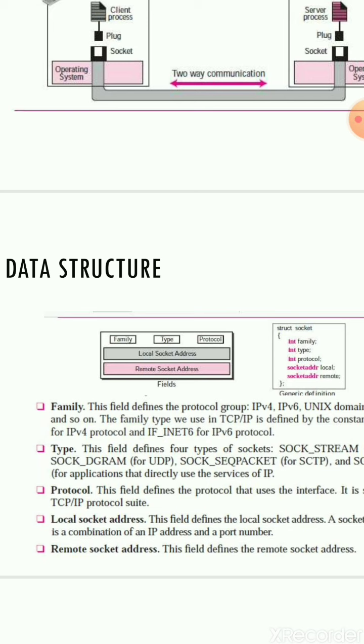The next parameter is protocol. This field defines the protocol that uses the interface. It is set to 0 for the TCP/IP protocol. The next is the local socket address. This is nothing but our own machine address. A socket address, as discussed later, is a combination of IP address and port number, already defined in the socket concept. The last is the remote socket address. This field defines the remote socket address, that is, the client or other machine's address.